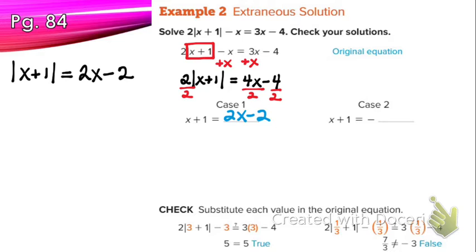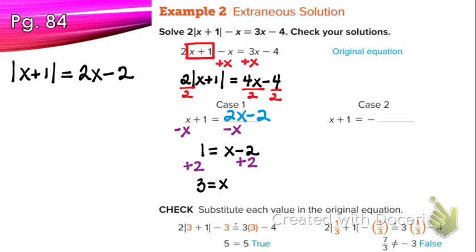So I'm going to subtract x. 1 equals x minus 2. And now what else do we have to do? What's the next step? Add 2. So we get x equals 3.